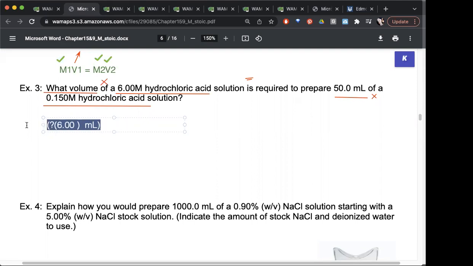Let me start that over. How many milliliters do I need of that 6 molar solution in order to create that M2 that I'm looking for? So I guess the 1 and 2 make sense in this case. So we're looking for 50.0 milliliters of 0.150 molar solution.